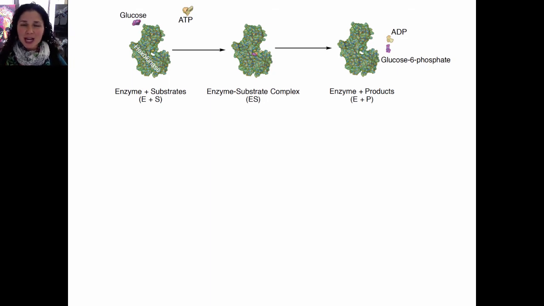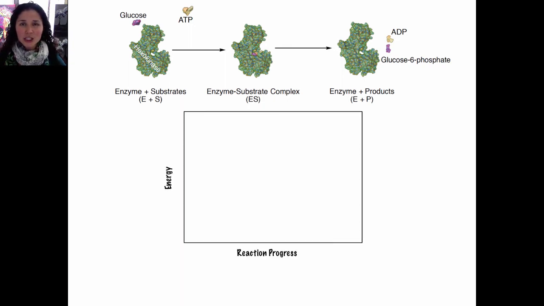The steps of this reaction are shown here. First, the enzymes and substrates are present together, and then they form an enzyme-substrate complex. Once the enzyme-substrate complex forms, the enzyme can convert the reactants into products and release them into enzyme plus products. Although this enzyme adds an extra step to the reaction, it actually makes the reaction faster by lowering the activation energy. Here's the uncatalyzed reaction.